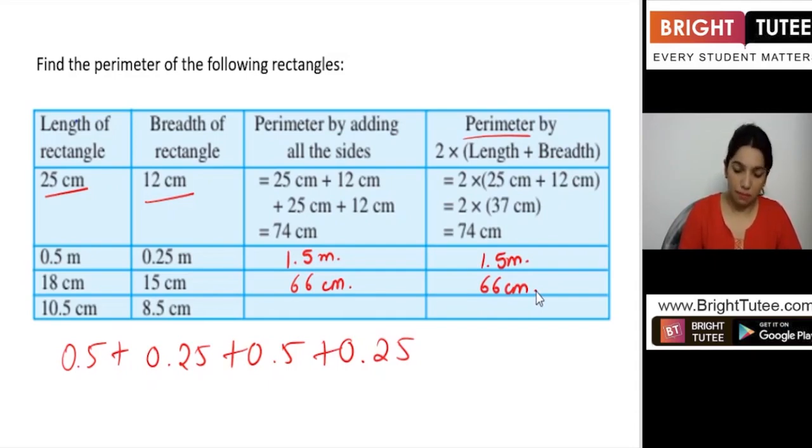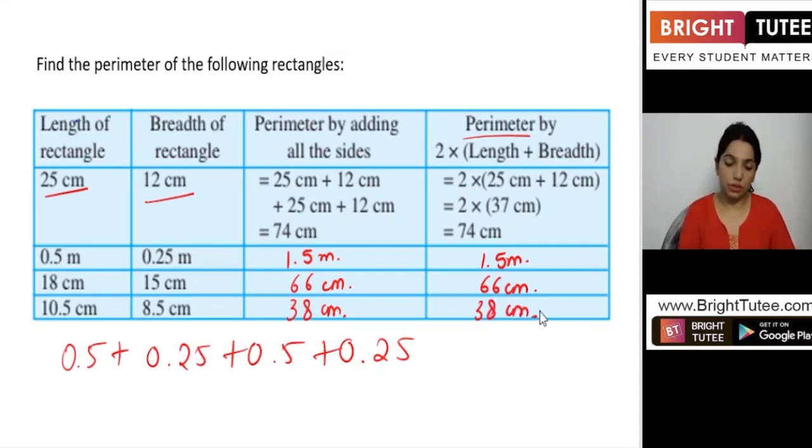Now moving to the last one, it is 10.5 plus 8.5 plus 10.5 plus 8.5. The answer is 38, and this is in centimeters. Using the formula for the same, it is 10.5 plus 8.5. The answer is 19. And if we times it by 2, the answer is 38 centimeters.